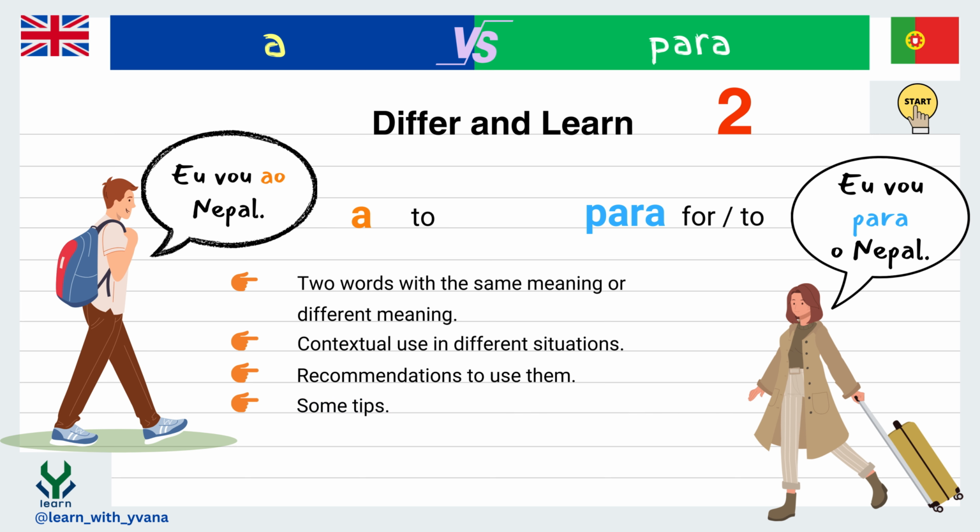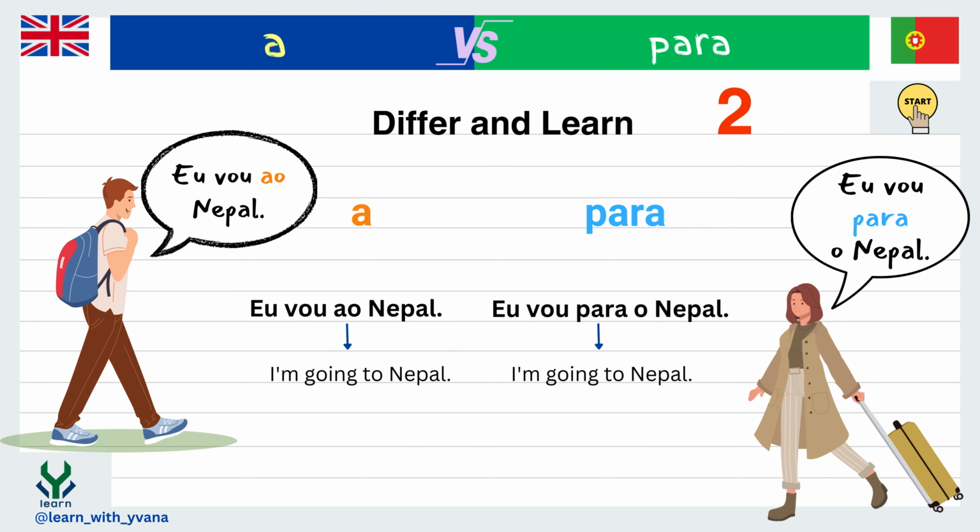You may already have a good idea of using a and para by watching these two pictures. The man saying "Eu vou ao Nepal" had just a bag on his back. Here, ao is the contraction of the preposition a and article o. We will talk about this later in this video. Now try to focus on the example of this preposition. Just a bag on the back suggests that he is going to Nepal for some specific objective, maybe to visit for a couple of days and then return back.